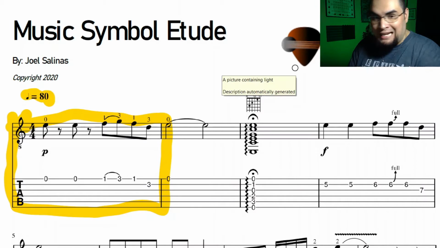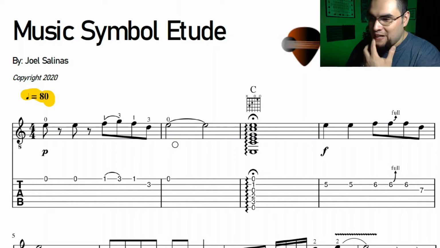play it at 80 beats per minute right from the beginning. It's the recommended tempo for the piece, because that's where it's supposed to be challenging, or that's exactly how it's supposed to sound. But when you're learning it, you can do it a lot slower, okay?